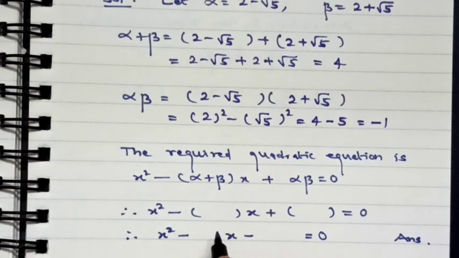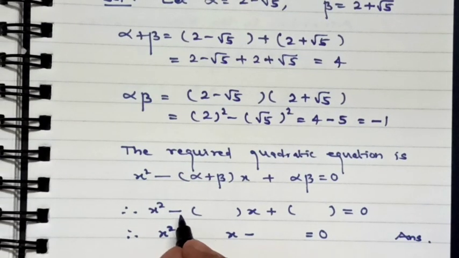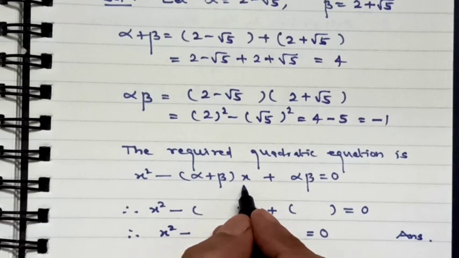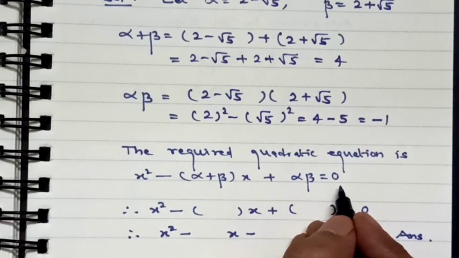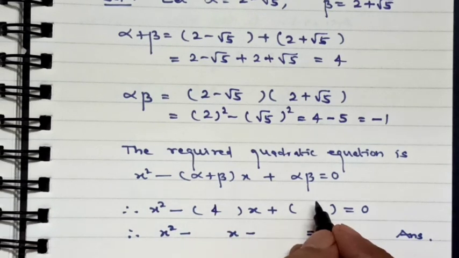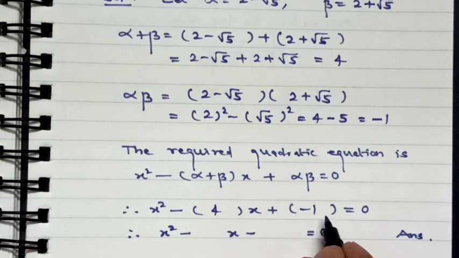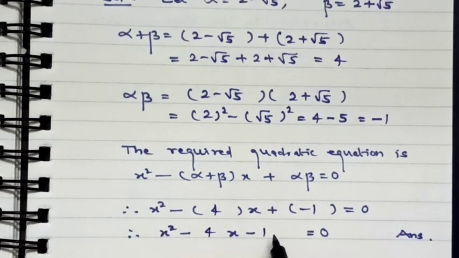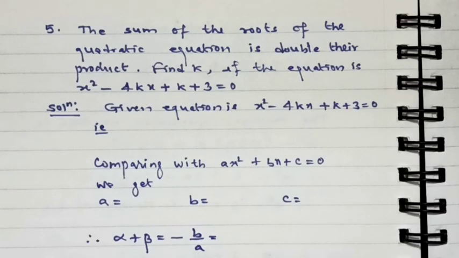Put the values. x square minus (alpha plus beta) x plus alpha beta is equal to 0. Here alpha plus beta is equal to 4 and alpha into beta is equal to minus 1. Simplify, you will get x square minus 4x minus 1 is equal to 0, which is the required quadratic equation. Now let's go to question number 5.